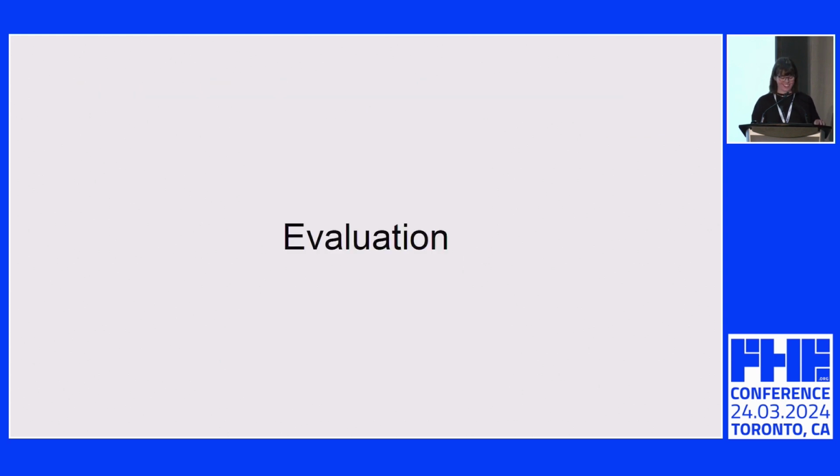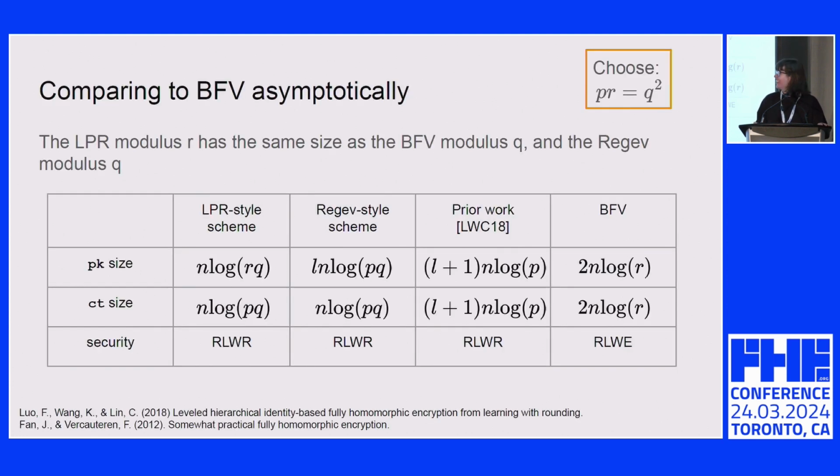Okay. So now the tables bit. First of all, we're going to do a sort of asymptotic comparison. I've swept some things under the rug here because there's lots of P's, Q's, and R's, and I thought having so many different ones might be a little confusing. So bear in mind here that the LPR modulus R has the same size as the BFE modulus Q and the RegEv modulus Q also. I know.